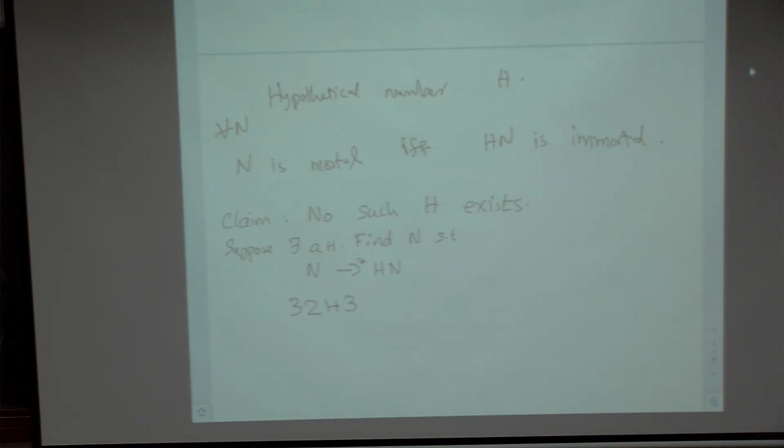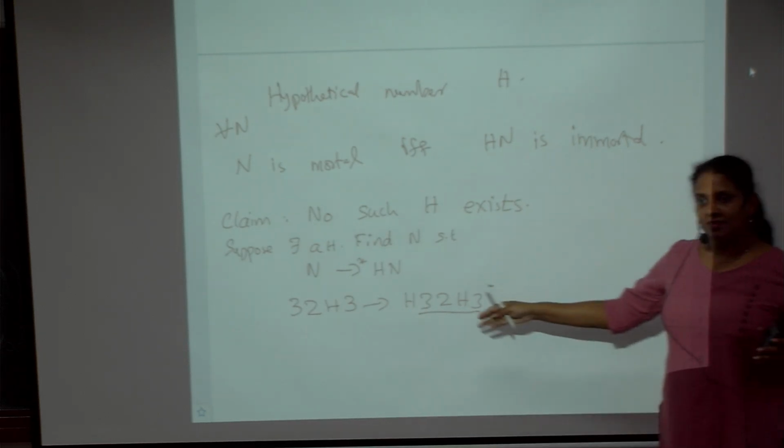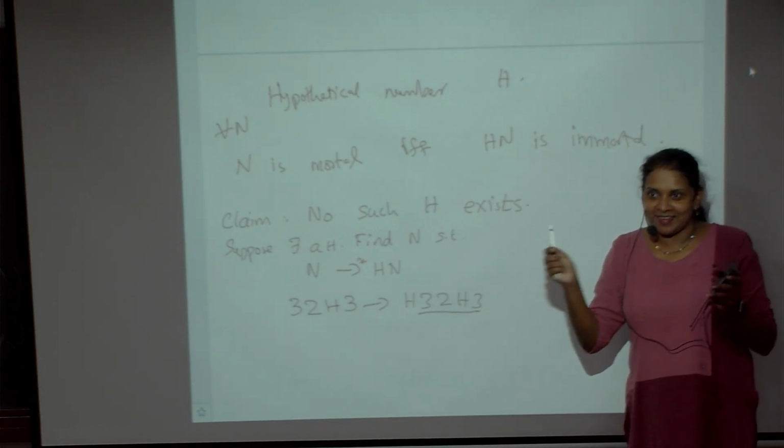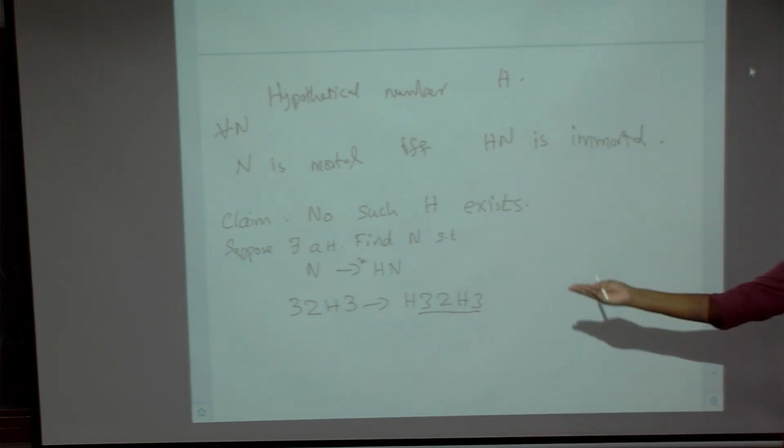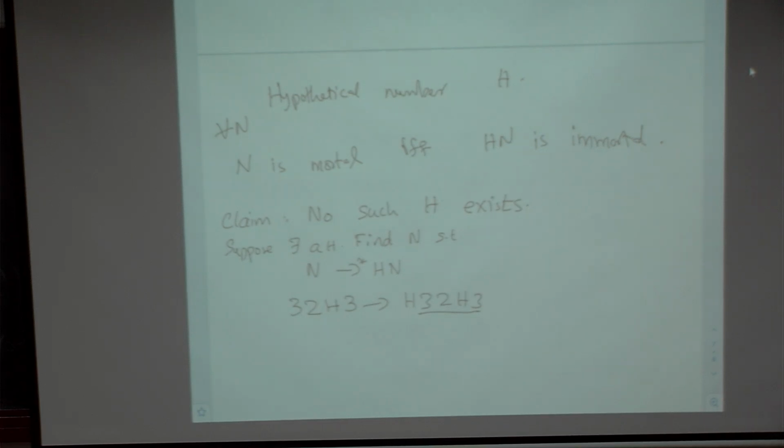If you have 3 to H3, what does it give you? H3 to H3. This is what we started with. So it is exactly that 3 to 3, 3. You just replace that middle 3 with whatever long sequence of digits you have. You can put that thing and you would get this.